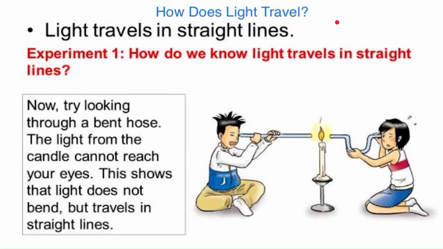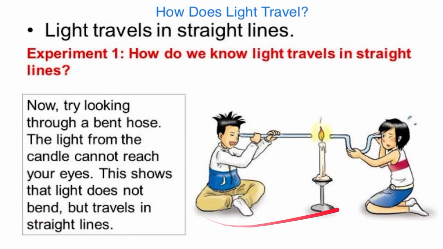So how does light travel? Light travels in straight lines. Experiment 1. How do we know light travels in straight lines? Now try looking through a bent hose. The light from the candle cannot reach your eyes. This shows that light does not bend but travels in straight lines.